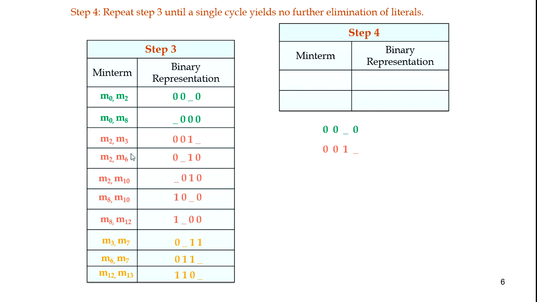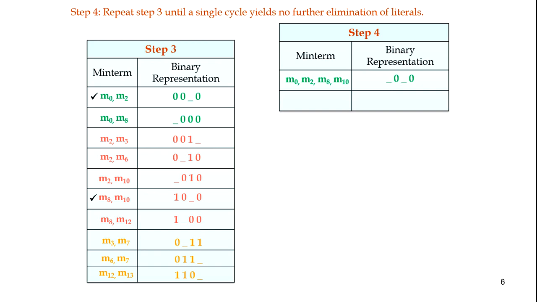Next we can take M0 M2 and M2 M6. This also has more than one bit variation, so we cannot take this. Next we can take M0 M2 and M2 M10. This also doesn't have a single bit variation, so we skip this. And the next is M0 M2 and M8 M10. This also has more than one bit variation, so we cannot take this. And finally we can take M0 M8 and M2 M10. We can group like this, and the binary representation can be -0-0. So we can tick these two terms.